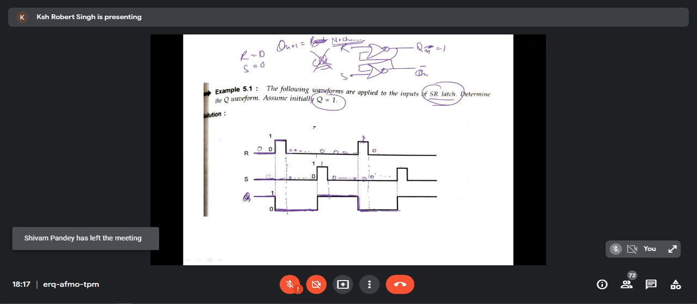What happens here? S is 1. When S is 1, R is 0, it will be set. S is 1 means set. The output will become set, and it will go here. Up to here, it will be set. So up to here, output will be 1, set.